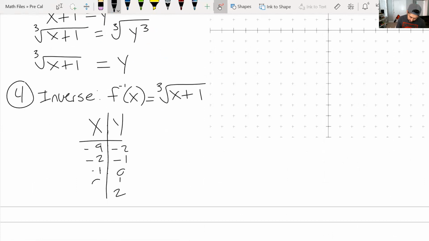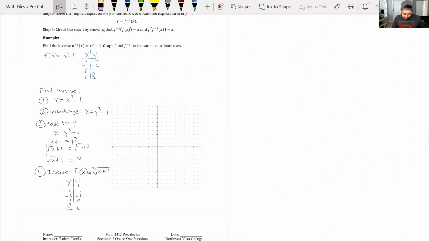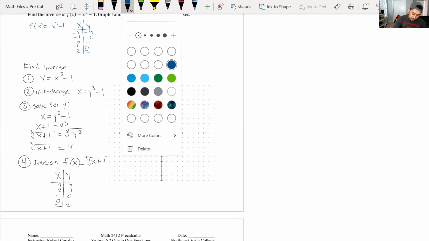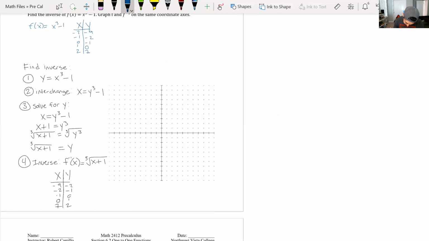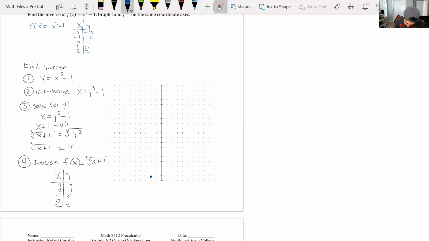-1, 0, 7. Okay, and let's plot. There we go. So first I'll plot the original function. So -2, -9. -1, -2. 0, -1. 1, 0, and 2, 7.